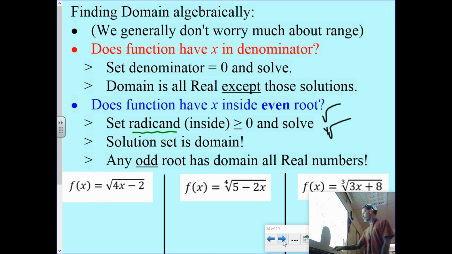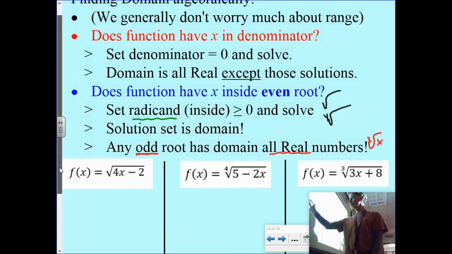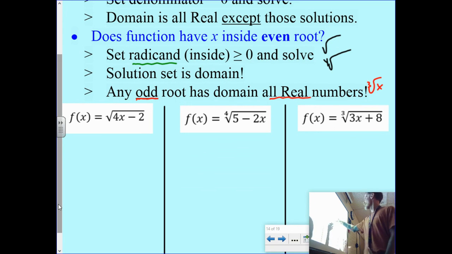Now, the one thing to remember here is this last bullet point. If you have an odd index, like a cube root of something or a fifth root, if that little number is odd, then there's nothing to do. It's automatically all real numbers. Okay? So let's do a couple of these real quick.